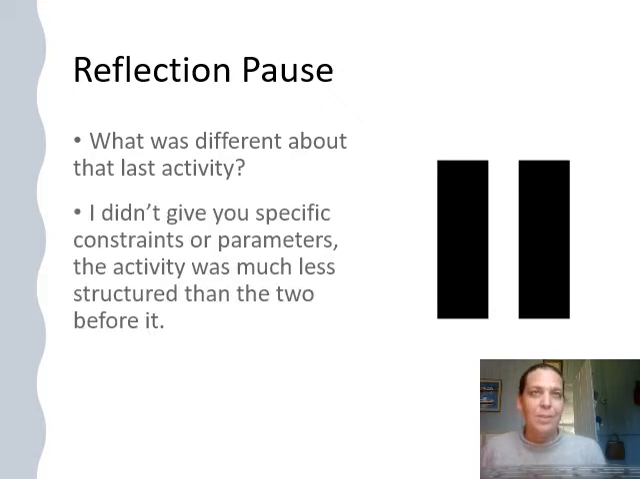And I don't know if this is what you said, but what I'm thinking of is for that activity, I didn't give you really specific constraints or parameters. My instructions were really vague. I really left it open to you how you wanted to transform your page. And that's kind of a common issue in art lessons, and there's good and bad with a lack of constraints.